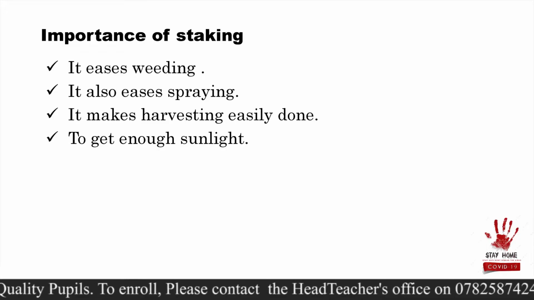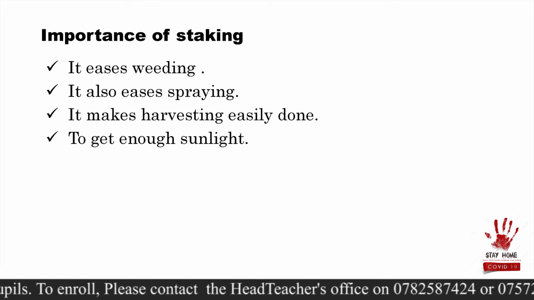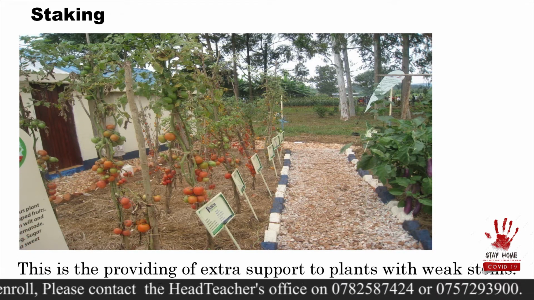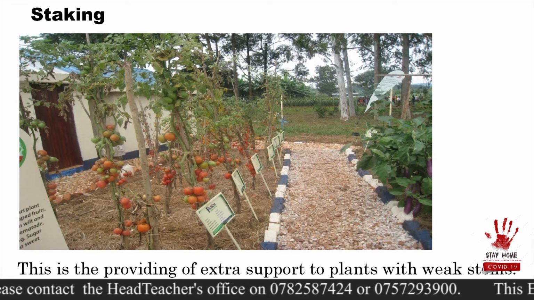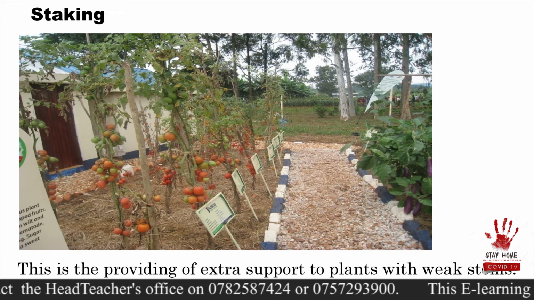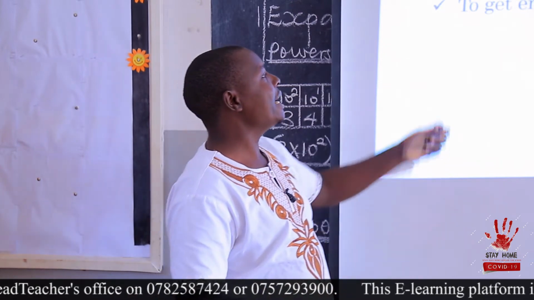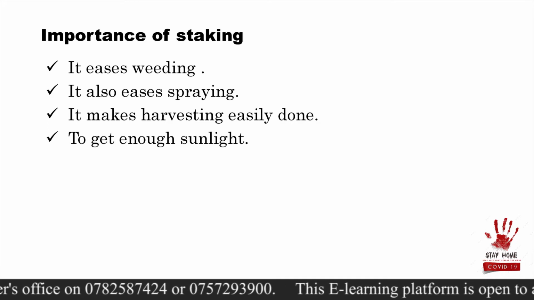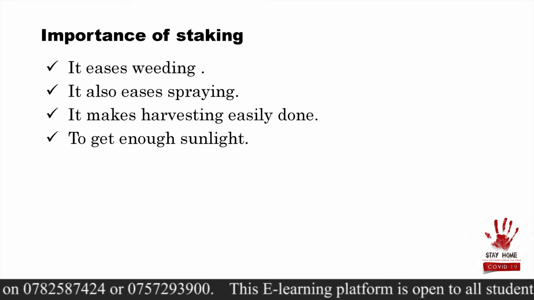Then it makes harvesting easy. Let me show you. Now, for example, when the tomatoes have been staked the way you are seeing, you can't bend to pick the fruits, but you can just stand. So when you stake the crops, it will ease harvesting. Then another thing is it enables plants to get enough sunlight.